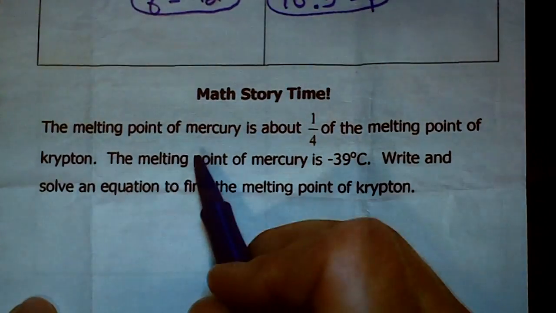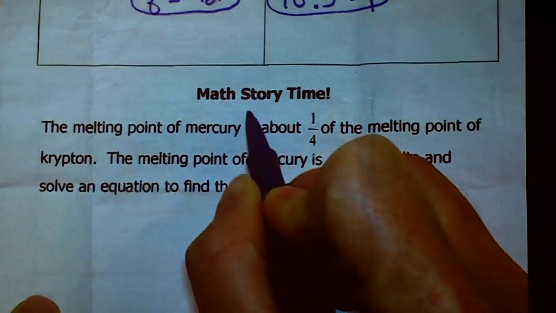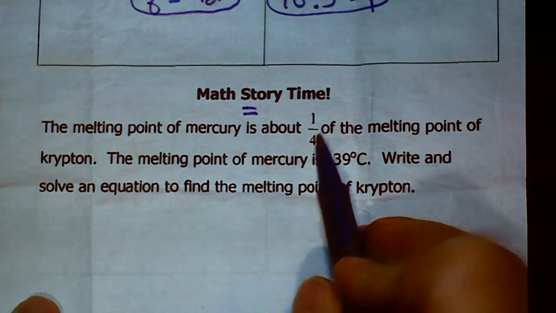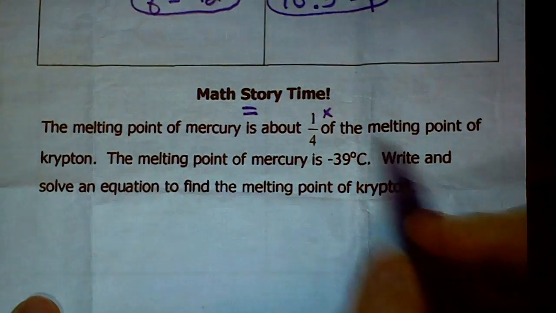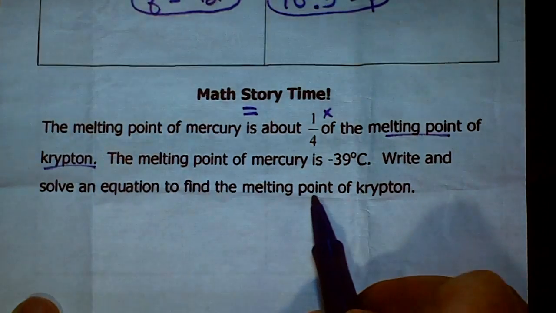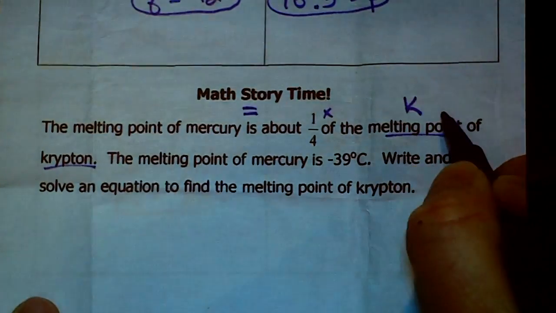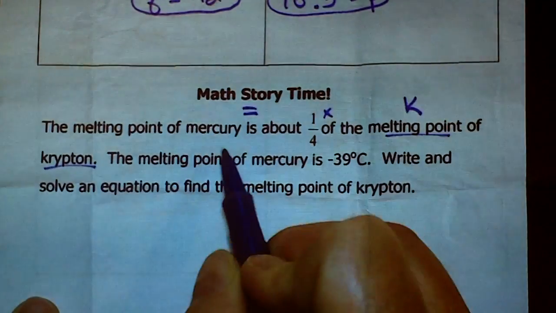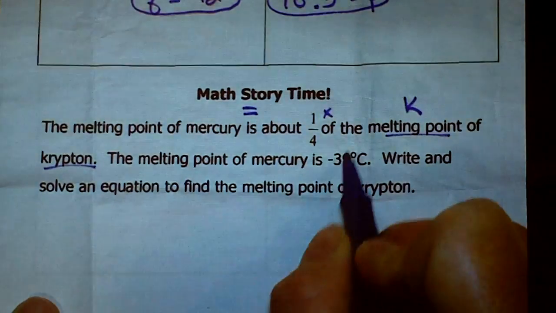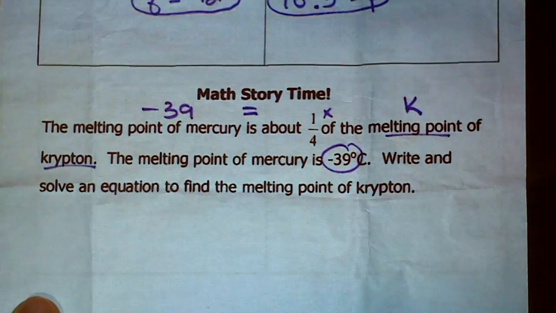So let's look back at these words. It says the melting point of Mercury is, and I know that means equal, about 1/4 of, that means multiplication, the melting point of Krypton. We're trying to find the melting point of Krypton. We don't know it yet, so I'm just going to call that K. And the melting point of Mercury is what's equal to all that, and you're given that the melting point of Mercury is negative 39 degrees.